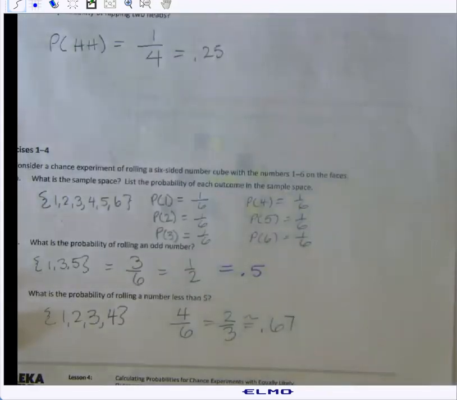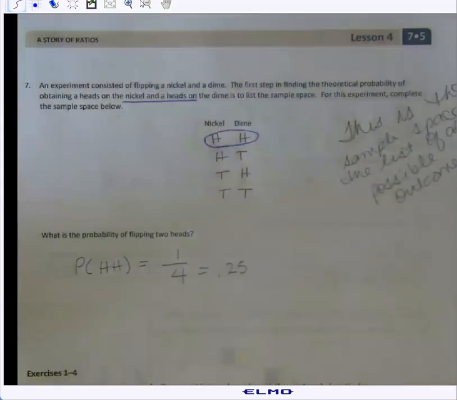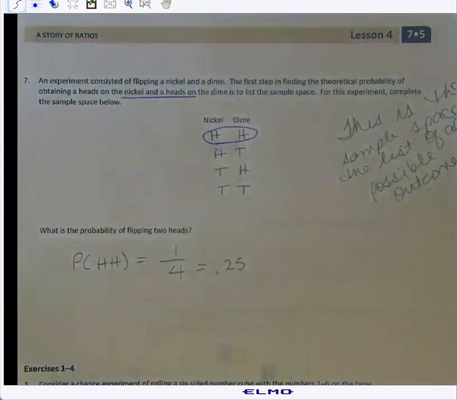All right, now let's go on to some more examples of chance experiments where we have to determine the sample space and then calculate the theoretical probability. So always in probability, you're going to have problems about flipping coins. That's very common. And it's helpful if you're ever asked questions about coin flipping that you be very clear about the first coin and the second coin.